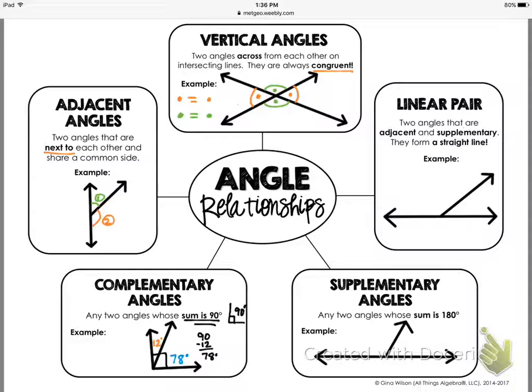Okay, moving on to supplementary angles. Supplementary are any two angles whose sum is equal to 180 degrees. So along a straight line, we know that a straight line is going to add up to equal 180 degrees because it's half of a circle. A circle is 360 degrees all the way around. So a flat line straight all the way through is going to be equal to 180 degrees from here to here. It's half of a circle.